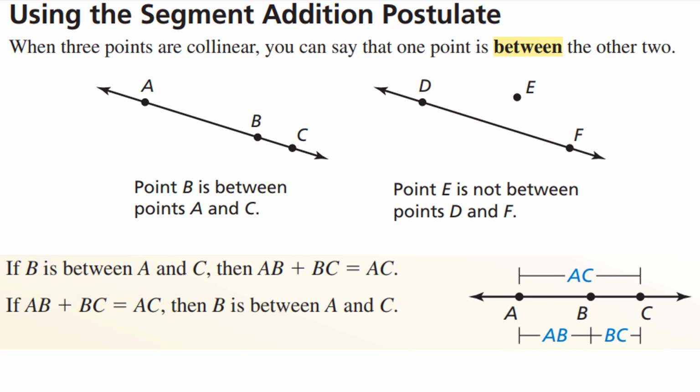If they are collinear, notice that the distance from A to B plus the distance from B to C is equal to the distance AC, right? So if I find the length of each piece, I can add them together and they make the total length. Algebraically, that's how we're going to represent things.